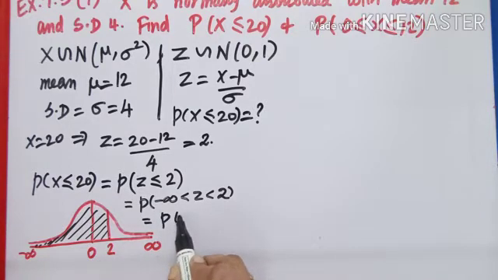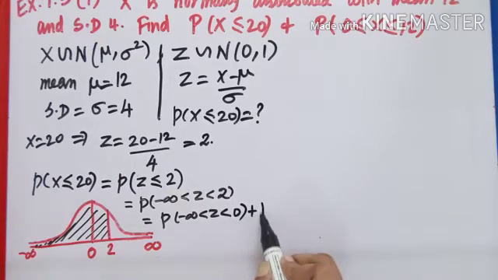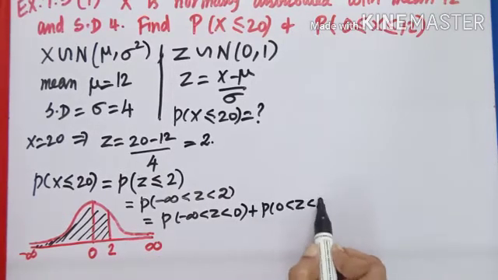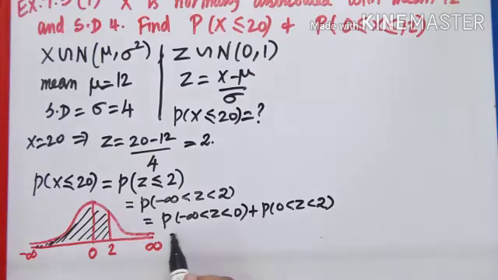How do I split it? Minus infinity to 0 plus 0 to 2. Why do I split like this? Because total probability is 1. After 0, it is 50%. Below 0, it is 50%. So minus infinity to 0, I will say 0.5. 0 to 2, how should I find out?